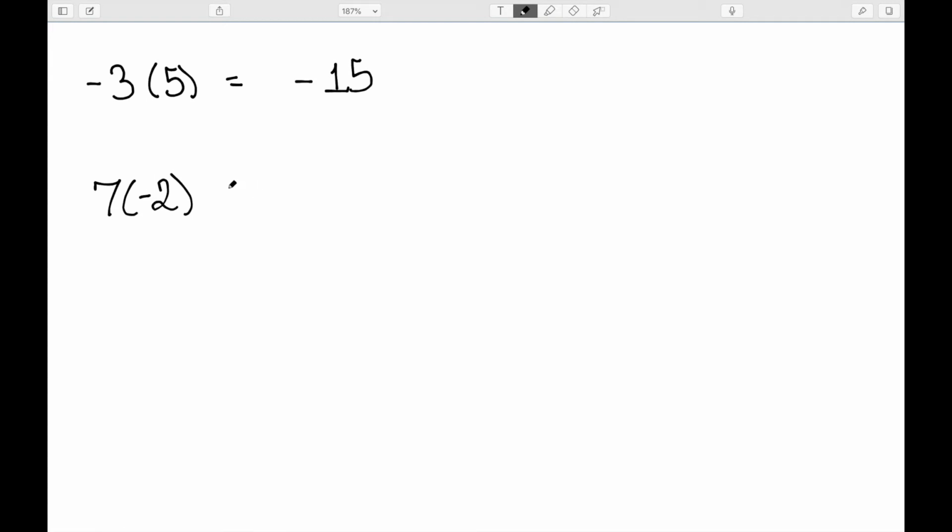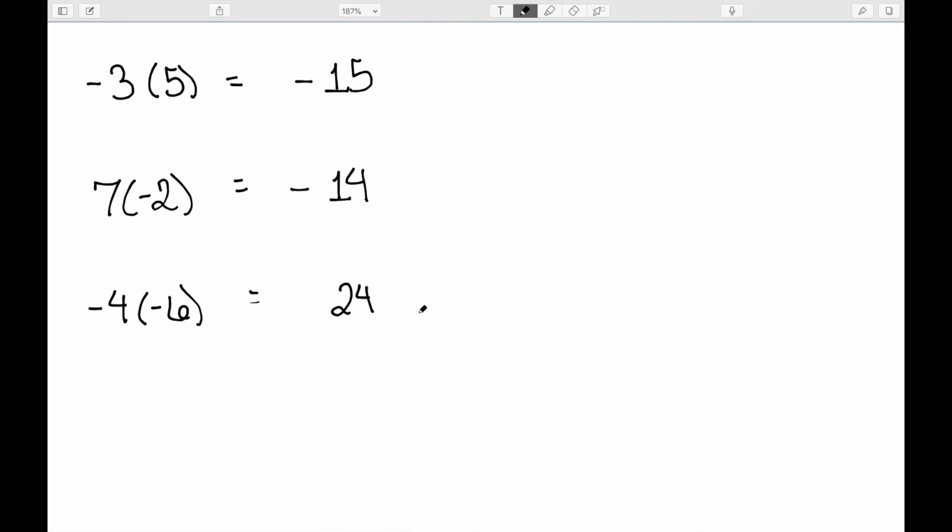If we wanted to do 7 times negative 2, 7 times 2 is 14. Here I have one positive, one negative, so my answer is negative 14. For negative 4 times negative 6, 4 times 6 is 24. And I have two negatives, a negative times a negative, which would make this positive 24.